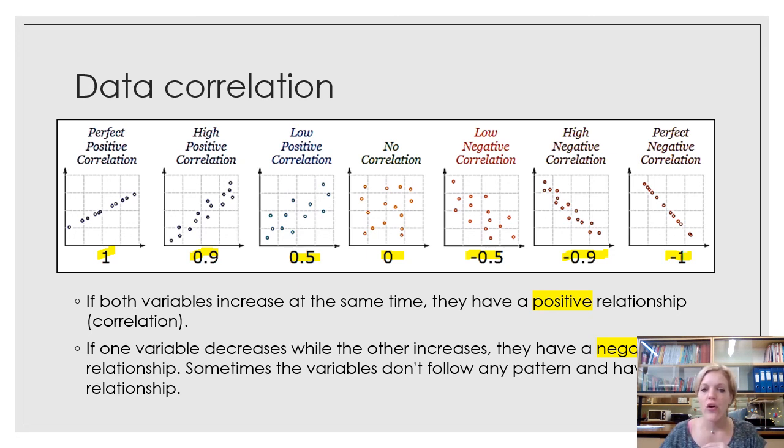Okay, so for grade 8 level, all I want you to know is that if both variables increase at the same time, they have a positive relationship. If one variable decreases while the other one increases, they have a negative relationship. Okay, I really hope this makes sense. I really hope I've helped you.